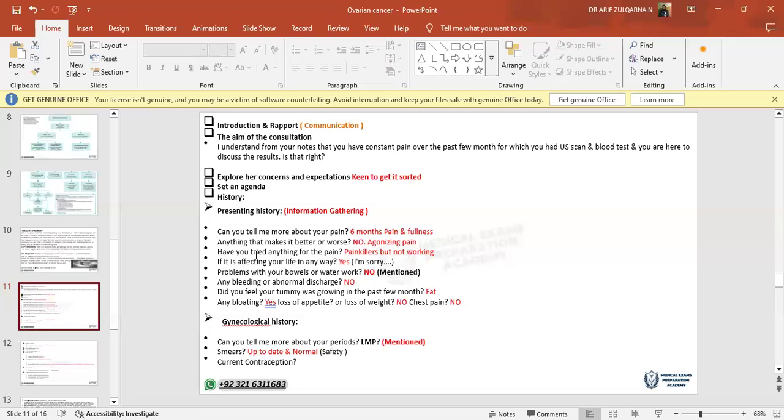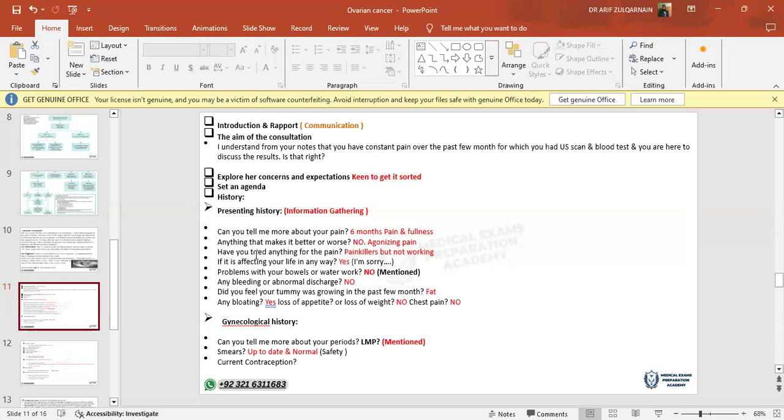Do you have any problems with your bowels or water work or urine? Do you have any complaint of bleeding or abnormal discharge? Do you feel that your tummy is growing in the past few months? Do you have any symptoms of bloating? Is there any loss of appetite, loss of weight? Do you have any chest pain? Okay, so all these questions, first of all, you will ask about the detailed history of the pain. Then you will ask about any metastatic symptoms, problem with the bowel or the bladder, bleeding or abnormal discharge, pressure symptoms along with this. Then whether your tummy is growing or not, bloating, and then cancer symptoms like loss of appetite, loss of weight, okay, chest pain.